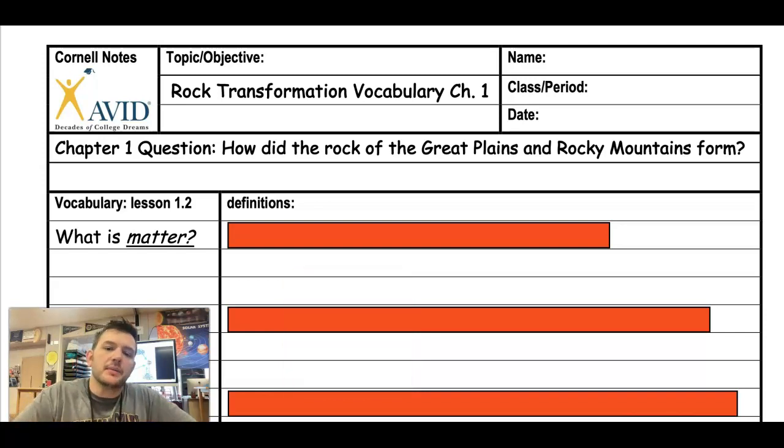We are going to be talking about rock transformations. We're going to focus on chapter 1 of our vocabulary. Our big question for chapter 1 is how did the rock of the Great Plains and the Rocky Mountains form? Because they're seeing these types of rocks there. We want to know how these rocks were made. So let's go through some of the vocabulary.